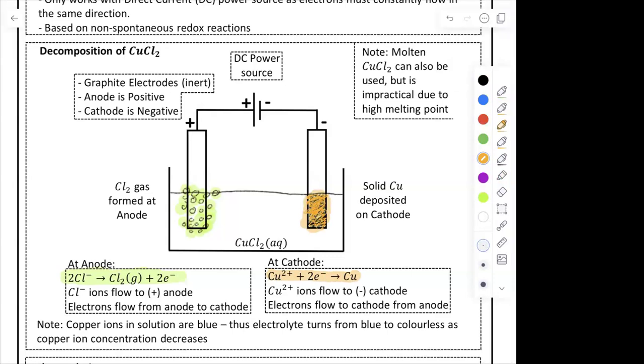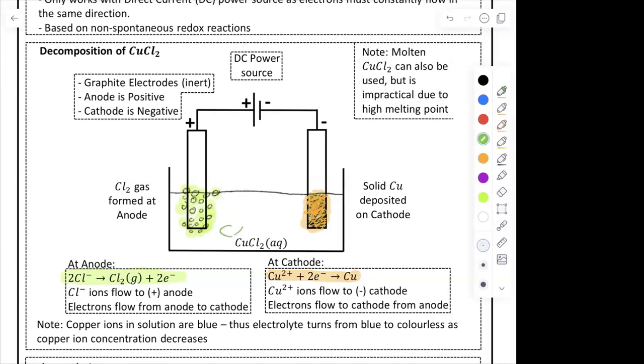I'm saying orange because that's the color I'm using right now. And then we can see, again, at the anode, that chloride ions flow to the anode, and then the electrons flow from anode to cathode. So the electrons will flow from anode to cathode. So what's going to happen there is our Cl2 minus, let me quickly change my pen color.